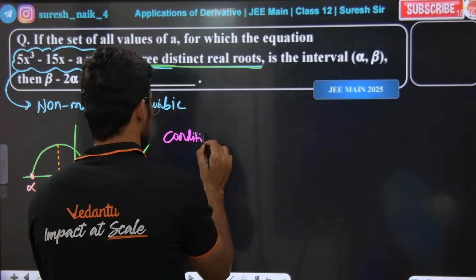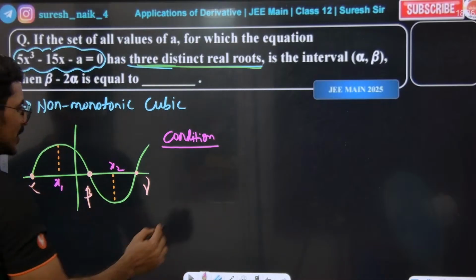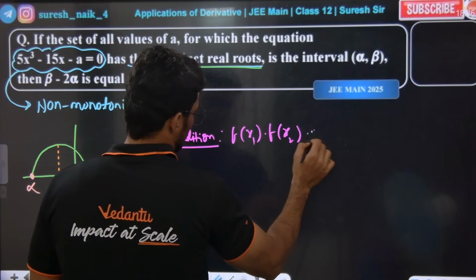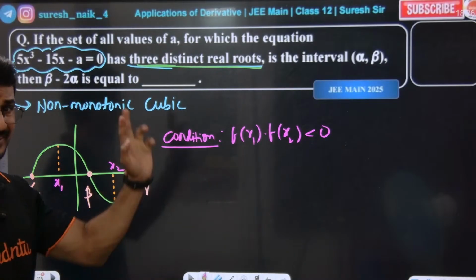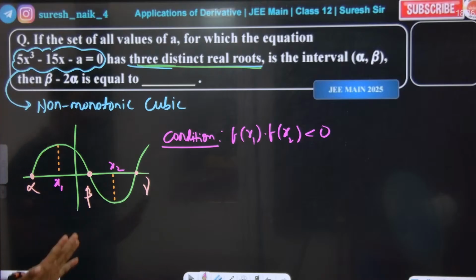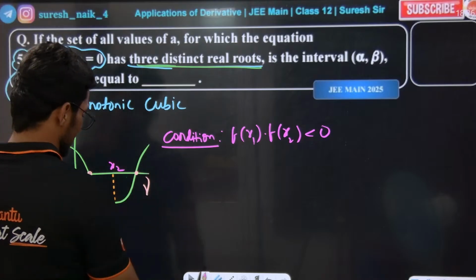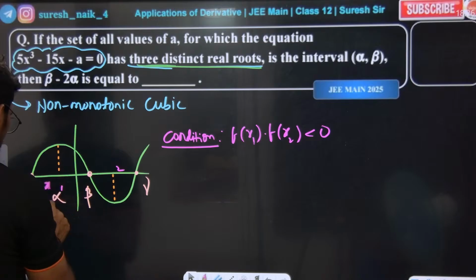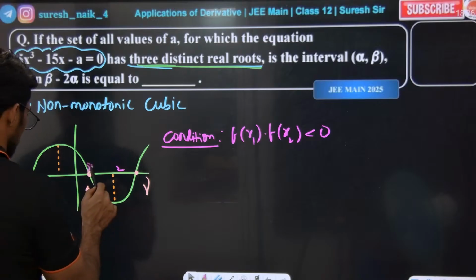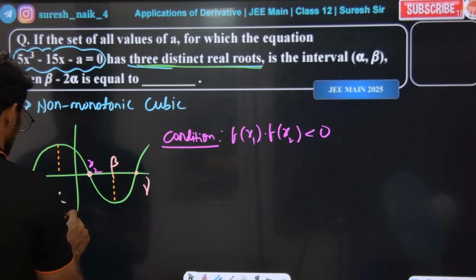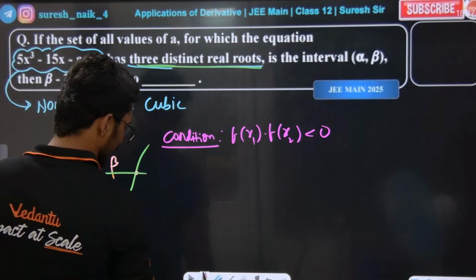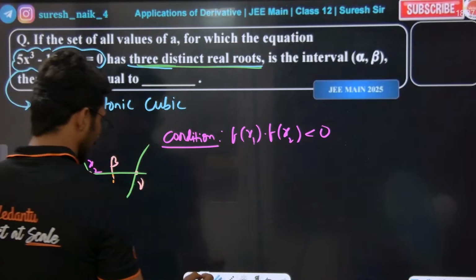What condition did Suresh sir say for the third case? f of x1 into f of x2 will be less than 0. Correct or not? x1, x2 are random points. In the earlier case I took alpha, beta, I am taking it in reverse here, but both are the same. You take it as per the logic you took there. You can take it like this also, no problem. Let me take this as x1. Nothing wrong in that. Nobody is going to beat you. Okay? This is gamma. Are you getting the point? f of x1 into f of x2?